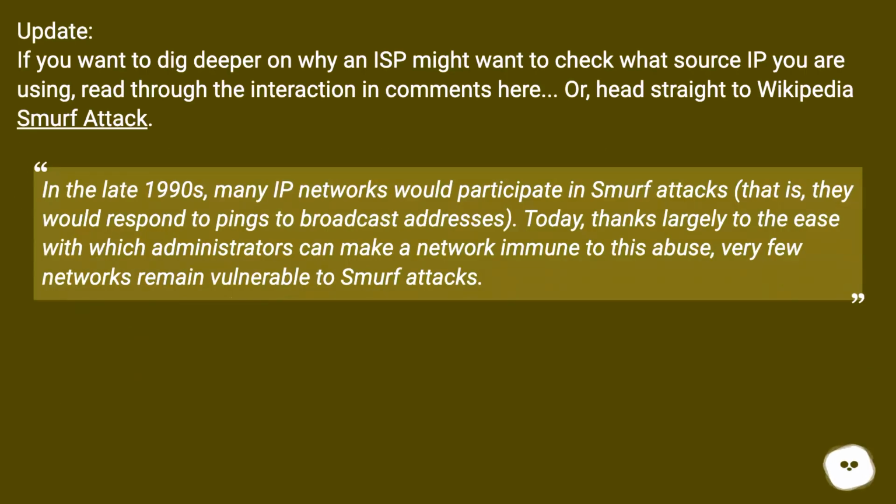Update. If you want to dig deeper on why an ISP might want to check what source IP you are using, read through the interaction in comments here, or head straight to Wikipedia Smurf attack. In the late 1990s, many IP networks would participate in Smurf attacks, that is, they would respond to pings to broadcast addresses. Today, thanks largely to the ease with which administrators can make a network immune to this abuse, very few networks remain vulnerable to Smurf attacks.